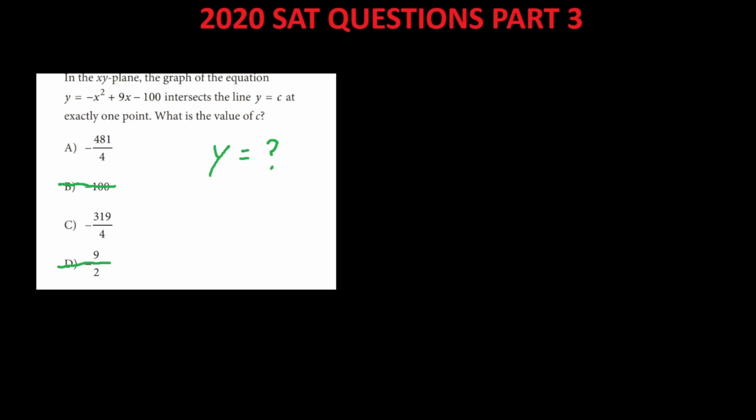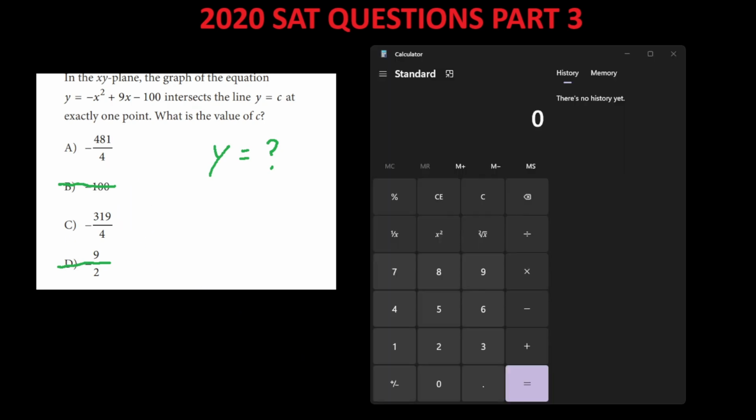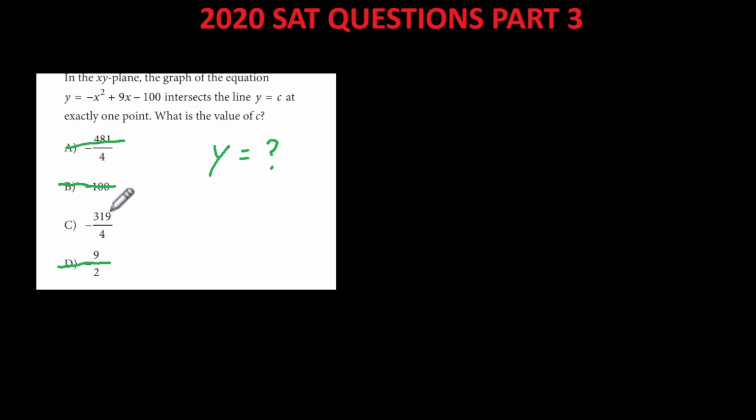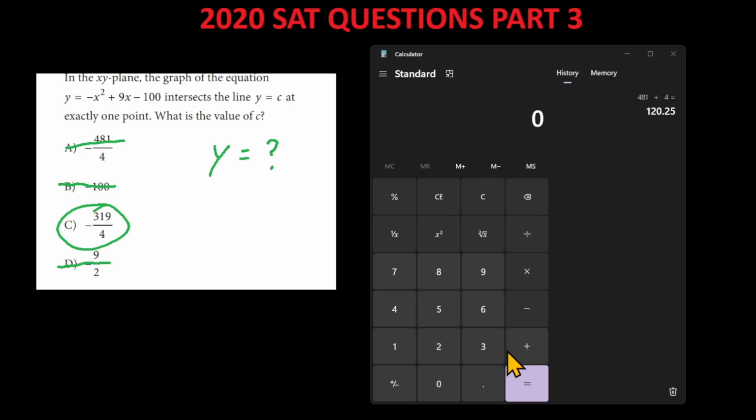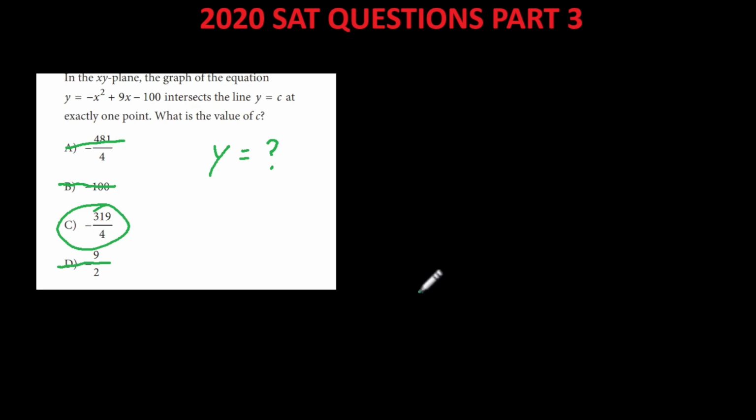So using a calculator, I'm going to test the two. I have 481 divided by 4, and that gives us 120.25. So obviously that's not right. The only remaining one is C, which is going to have to be the answer, but we'll check it anyway. So we're looking at 319 divided by 4, and we're getting 79.75. So C is the correct answer.